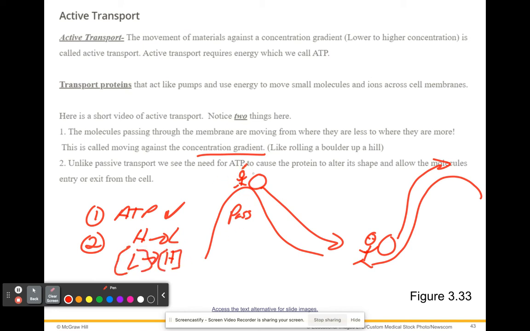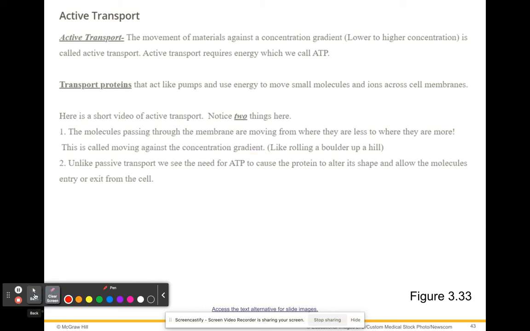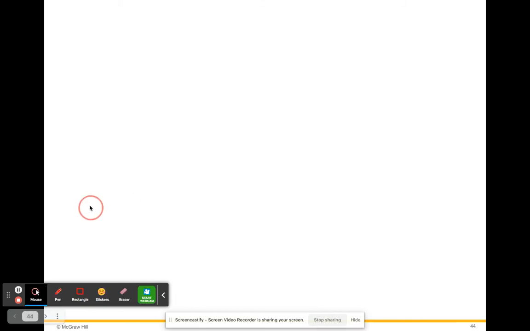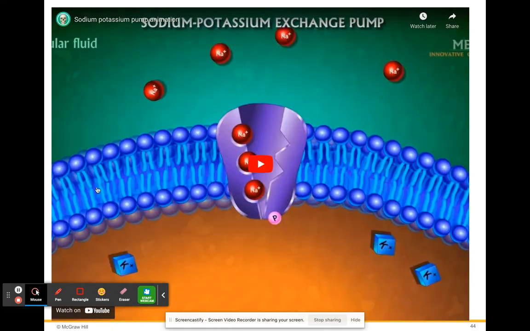In passive, you're starting high, going low. In active, you're starting low and going high, which requires the use of ATP. So we're going to need some proteins to help us do that, and we're going to need some ATP to help us do that. So check out this video. This is a video of what we call the sodium potassium pump.